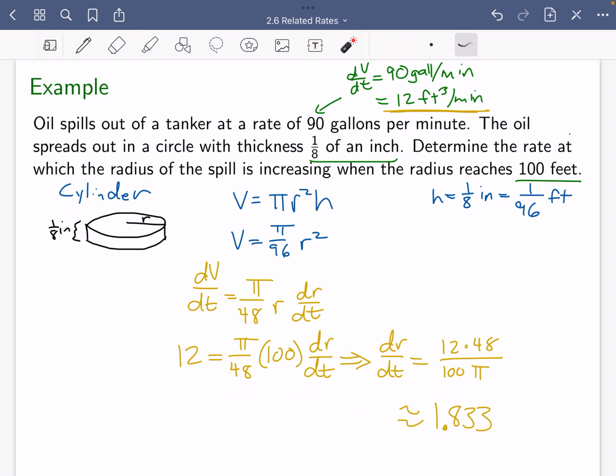So our volume we had in cubic feet. Our radius is in feet, so this is in feet per, and our unit of time, this was per minute, so we are thinking per minute. So that is the rate of change in the radius per unit of time. And that is how quickly that radius is increasing. All right.